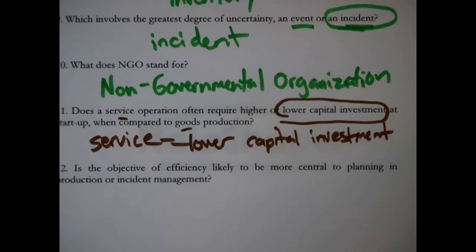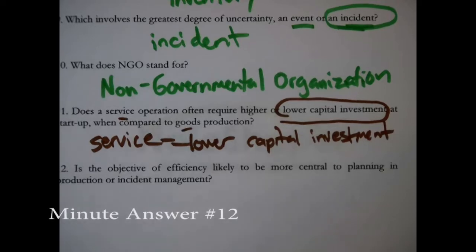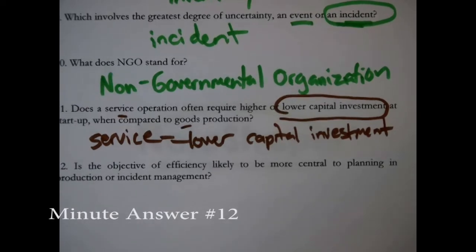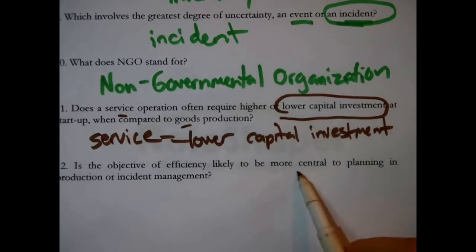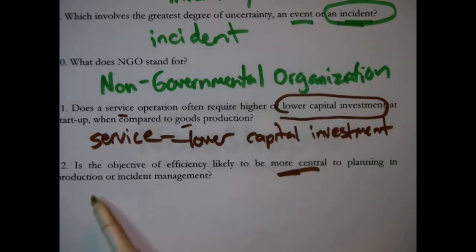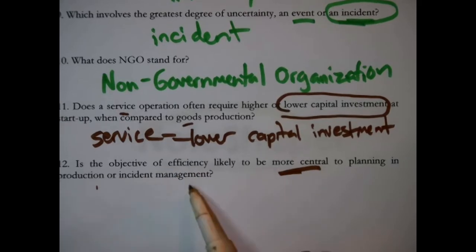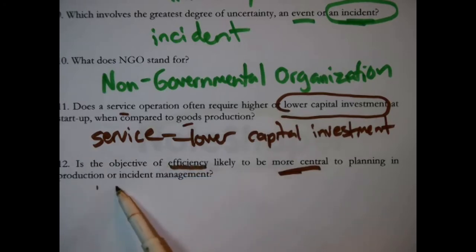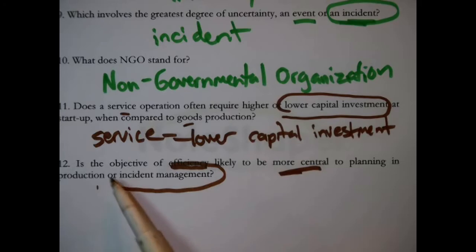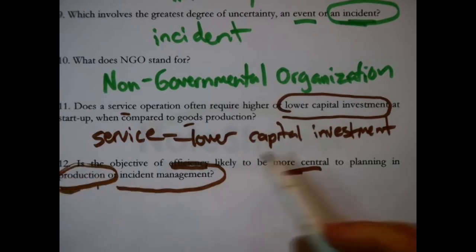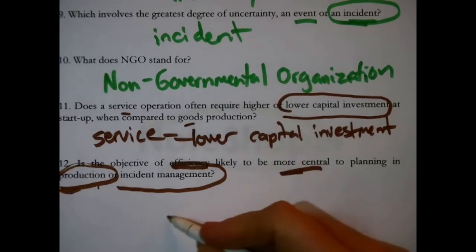All right, next question. Is the objective of efficiency likely to be more central to planning for production or incident management? Now, production management is like ongoing business, like manufacturing, and incident management is providing something unannounced and unexpected. Efficiency is the best use of resources. Answer would be, production management. I circled incident management, bad.